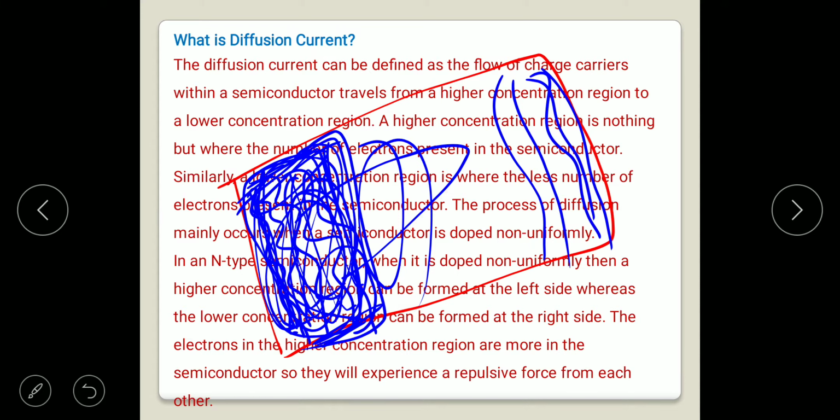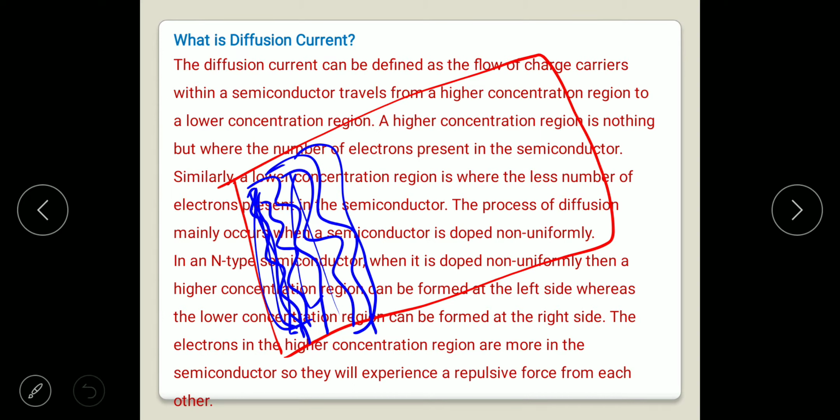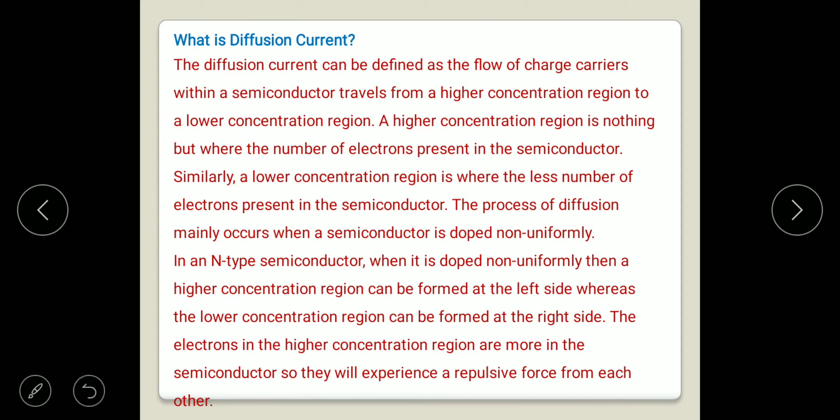So because of that the current will flow from the higher concentration level to the lower concentration level. So that current is called diffusion current, which will flow due to the concentration, that is, when the semiconductor is doped non-uniformly. When the semiconductor is doped non-uniformly, then the current we experience is nothing but the diffusion current.